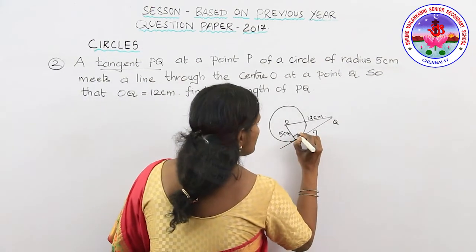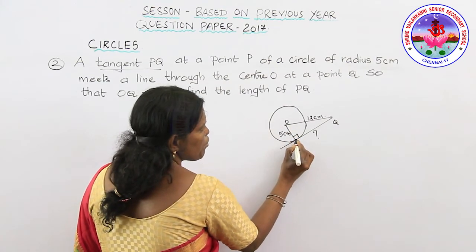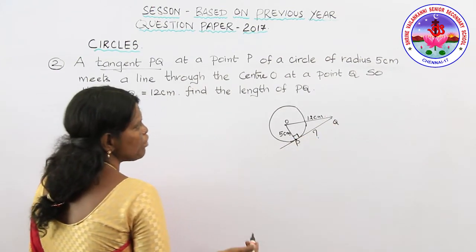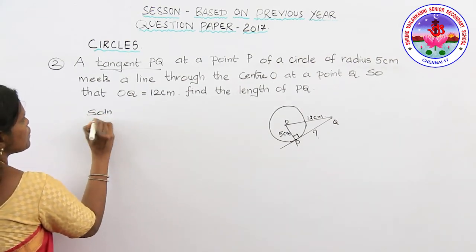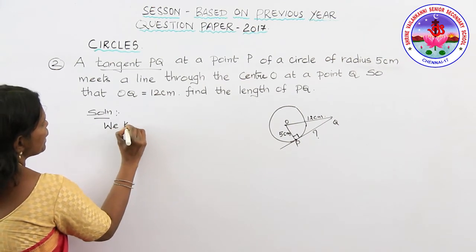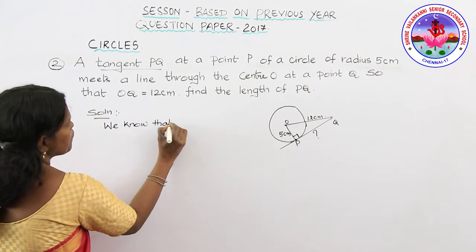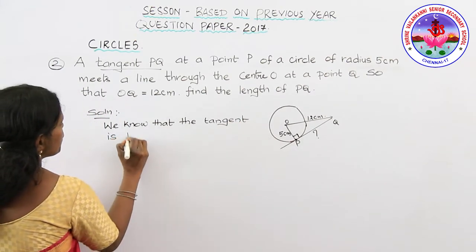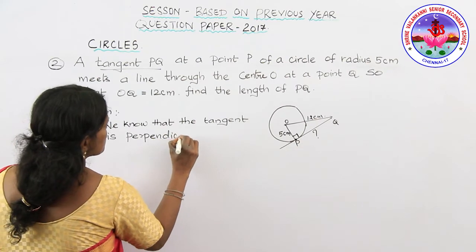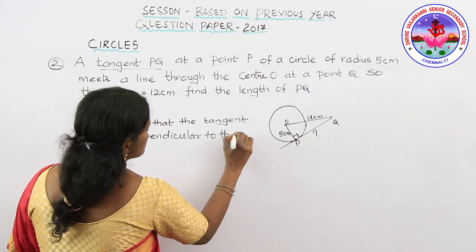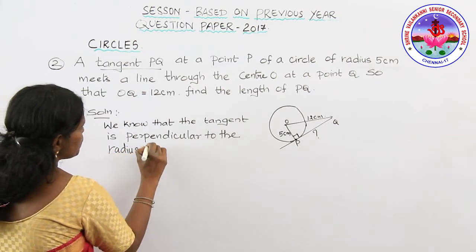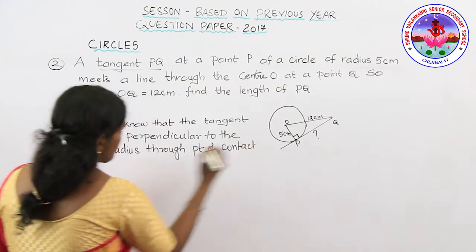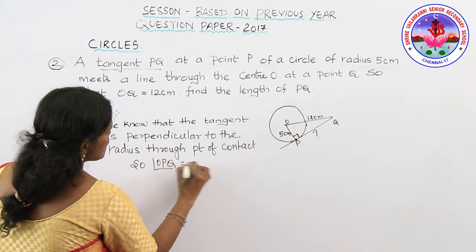We know by the theorem that the tangent is perpendicular to the radius through the point of contact. So my angle OPQ is 90 degrees. By using the Pythagoras theorem, I can find the length of PQ. Now coming to the solution, I am writing that we know that the tangent is perpendicular to the radius through the point of contact. So angle OPQ is equal to 90 degrees.